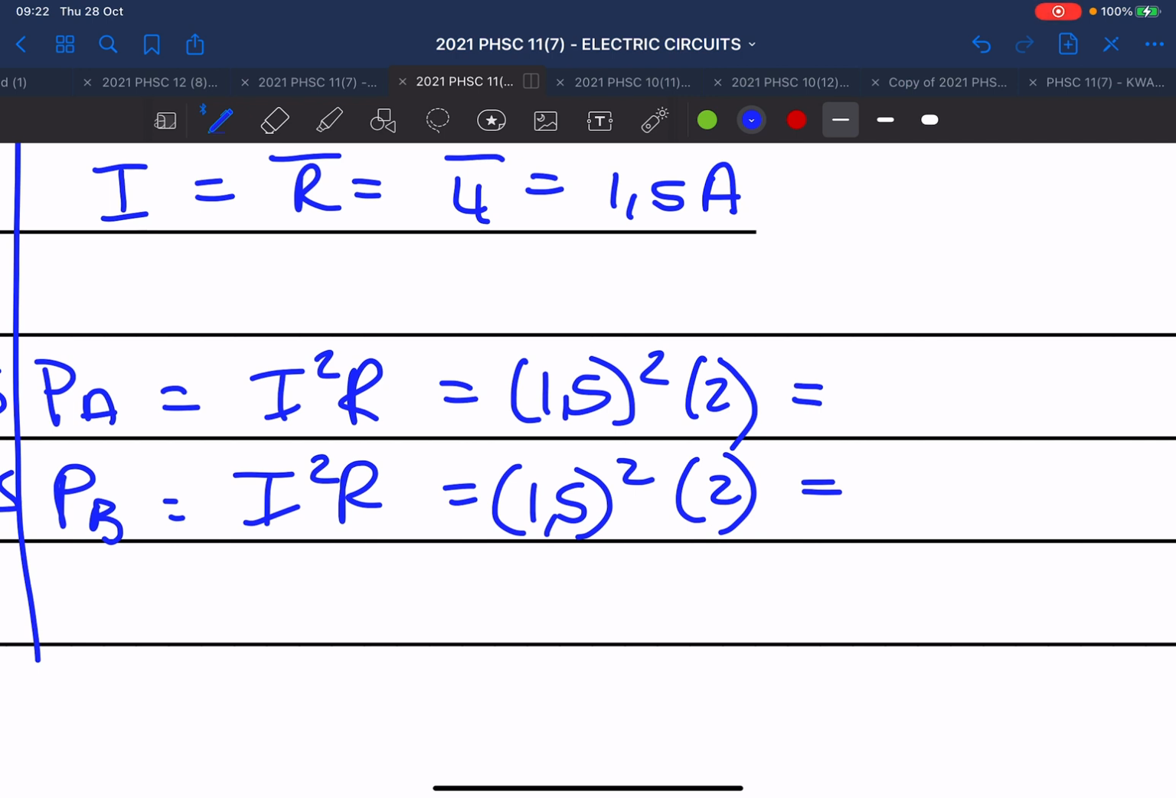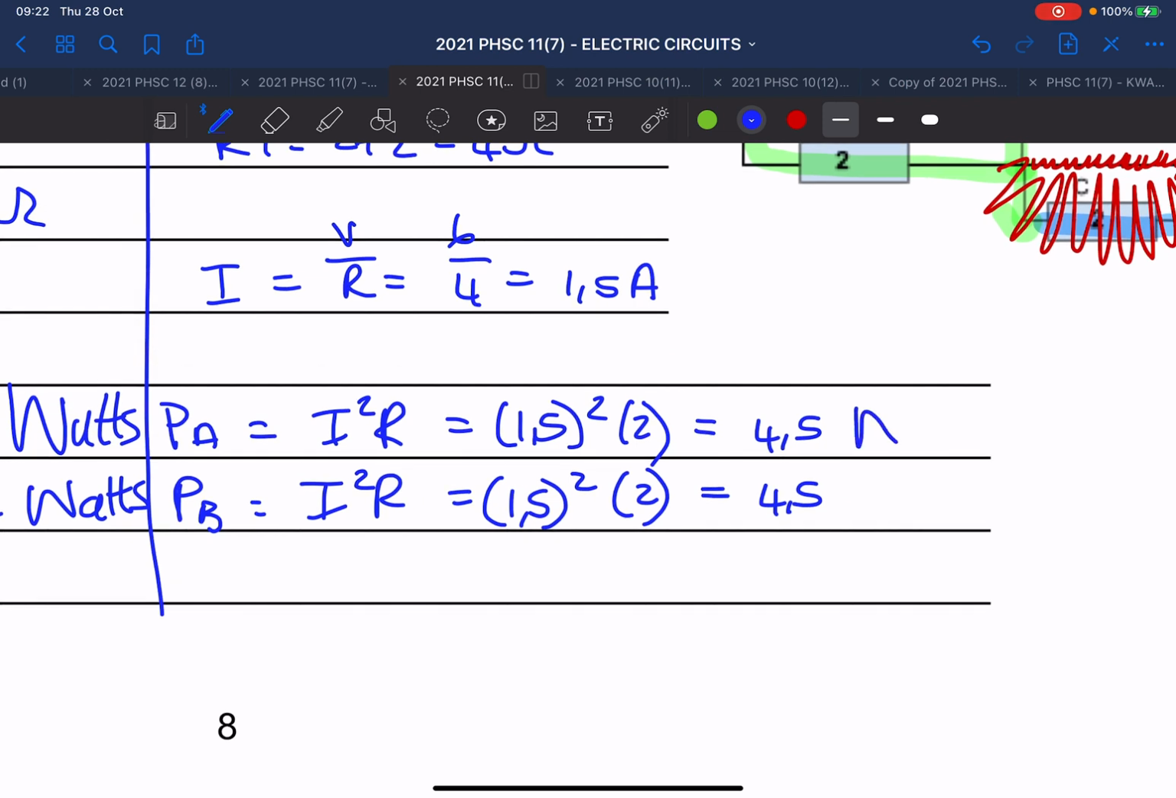1.5 plus 1.5 is 3. 1.5 squared is 2.25, times 2 gives you 4.5. 4.5 times 2.